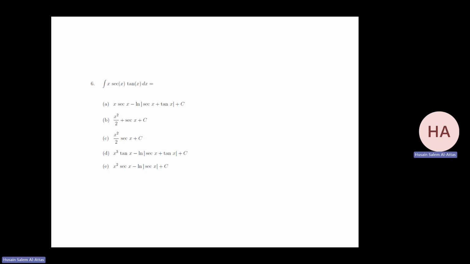X secant tan x. Very clear, I know how to integrate this. I will let u equal x and dv will be secant x tan x dx. So v equals secant x and du equals dx.